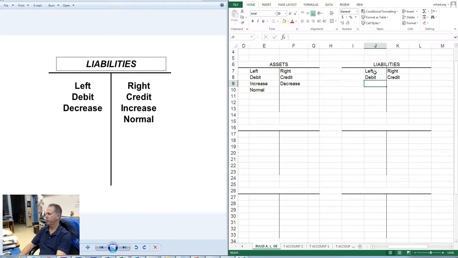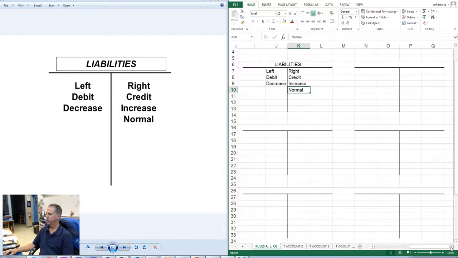But now things change. So with the liability, the left side is the decrease side of the account, and the right side, or the credit side, is the increase side. So that when we increase a liability, we credit the account. When we decrease a liability, we debit the account. Which side is the increase side? That's correct. It is the credit side, therefore that is the normal balance side. Normal balance side is the credit side. So you can see that the increase and decrease are the opposite of the assets.